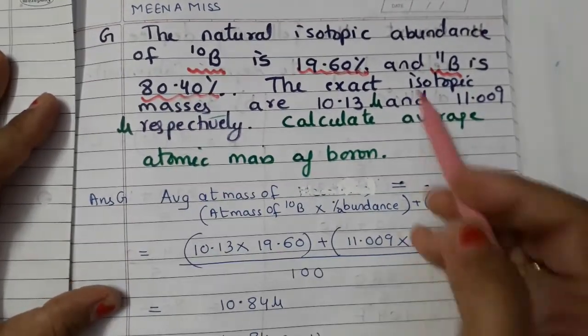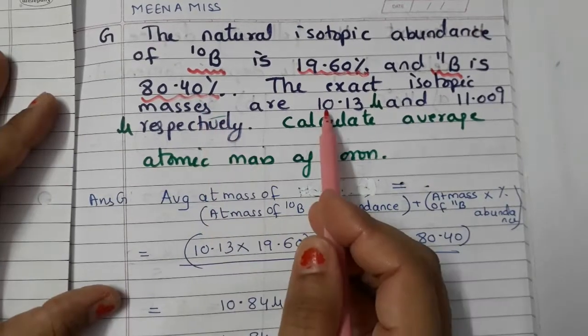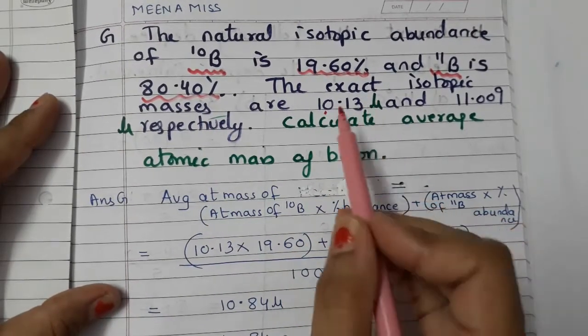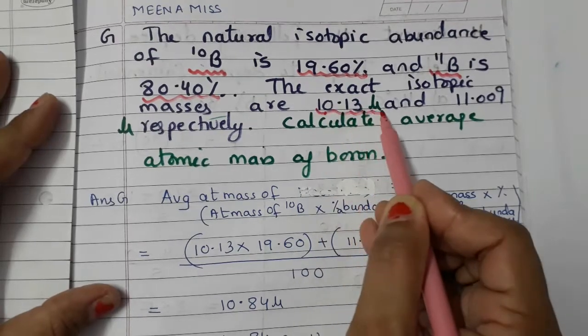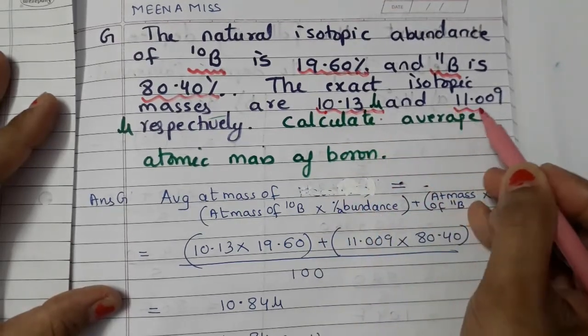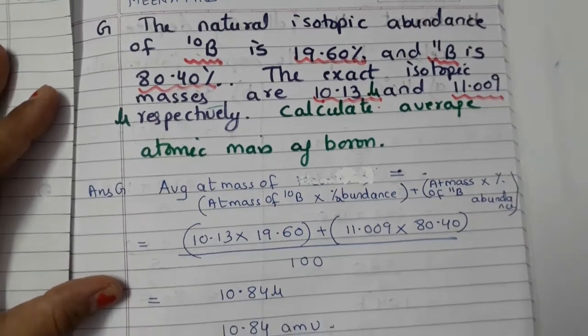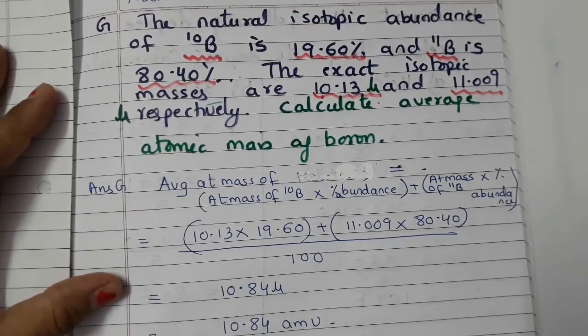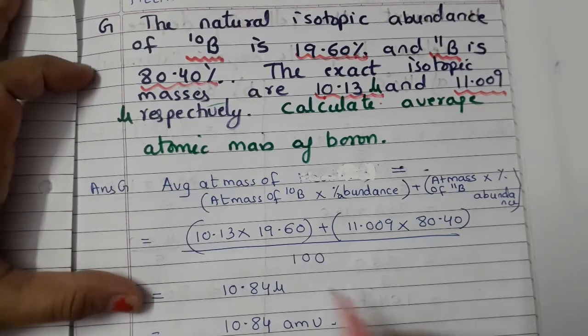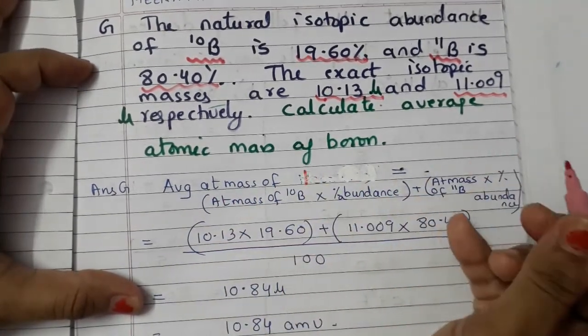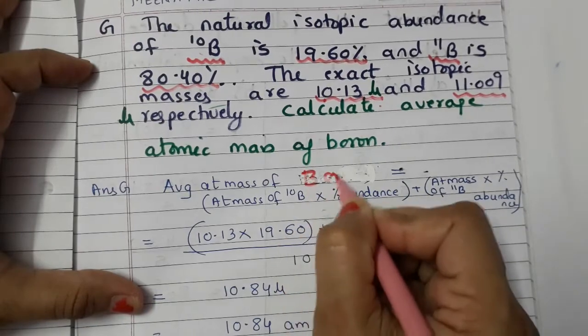Now the exact isotopic masses are given, as we had for chlorine 35 and 37. Similarly, for boron it is 10.13 mu, 11.009 mu. Alright, now calculate the average atomic mass. So how I am going to calculate is, average atomic mass of boron.